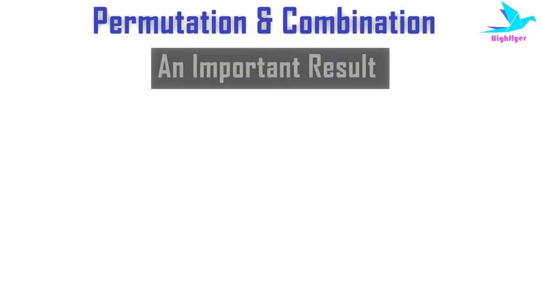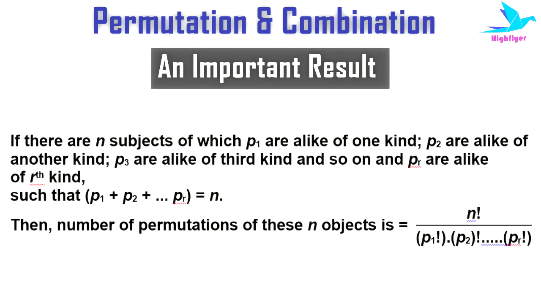Then let's see an important result of permutation. If there are n objects of which P1 are alike of one kind, P2 are alike of another kind, P3 are alike of the third kind and so on till PR, where PR are alike of the rth kind, such that P1 plus P2 plus P3 dot dot dot till PR equals n, then the number of permutations of these n objects is n factorial by P1 factorial into P2 factorial into P3 factorial till PR factorial.